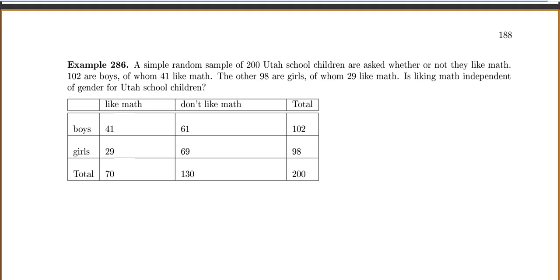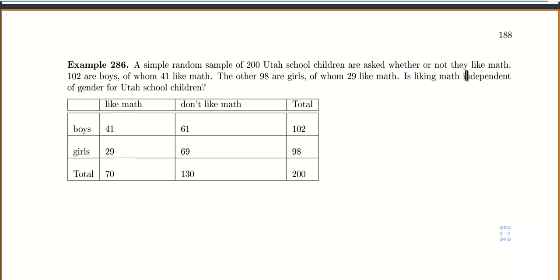Let's try our next example. A simple random sample of 200 Utah students are asked whether or not they like math. 102 are boys, of whom 41 like math. The other 98 are girls, of whom 29 like math. And we want to know, is liking math independent of gender for Utah school children?